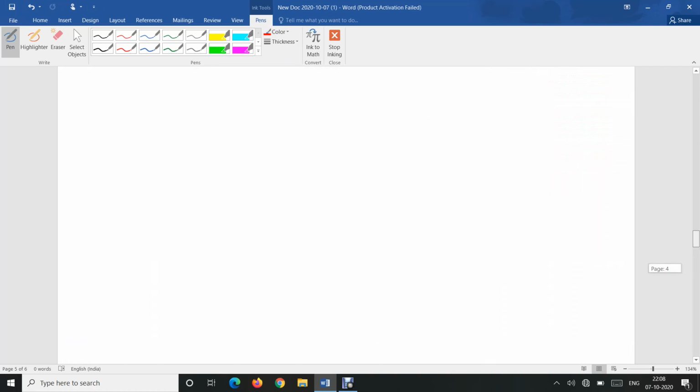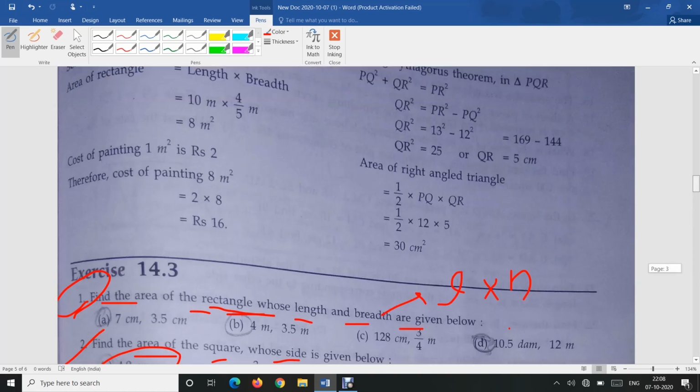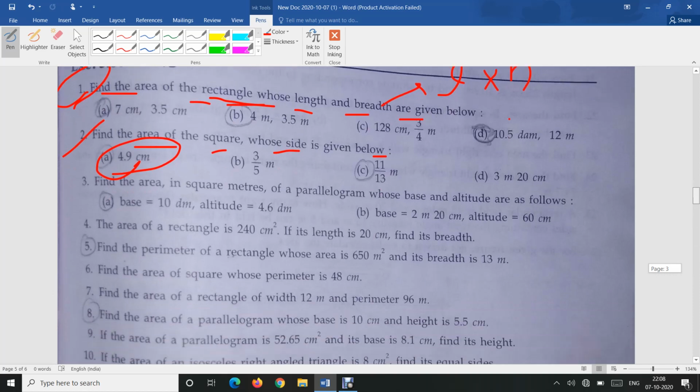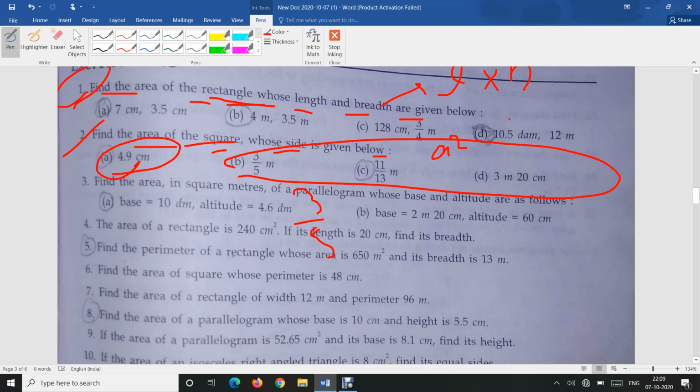You can apply the same formula for all the parts of question number 2, because in this question you have to find the area of a square, and the area of a square is A square, that means side multiplied by side. So you can find the area of the square for all these parts, just like 3 upon 5 multiplied by 3 upon 5, which will be equal to 9 upon 25. Hope you understand. Now let us see the next question, which is question number 3.